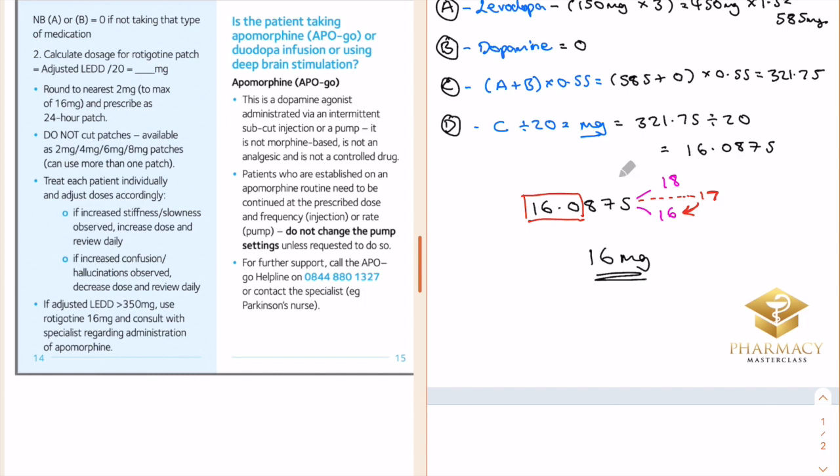So if the question asks you, for example, in this scenario, how many 8 milligram patches should Mr. K be using in a 24-hour period, you would have to then obviously work out that 16 milligrams is going to be used by 2 8 milligram patches, if that's what they're asking for in the question. So please be aware that you've read through this information in the resource pack and you familiarised yourself with it.